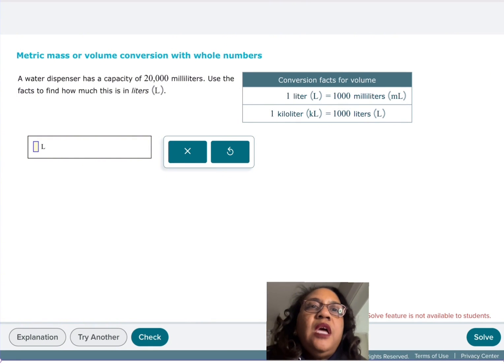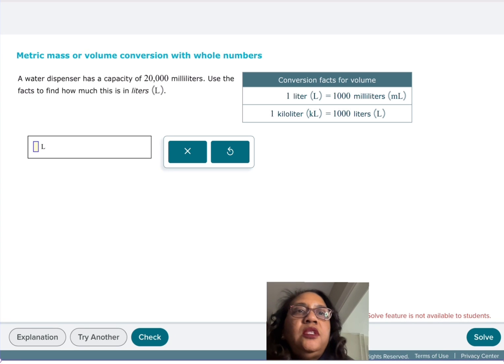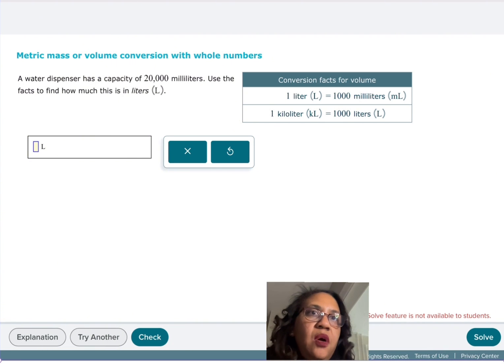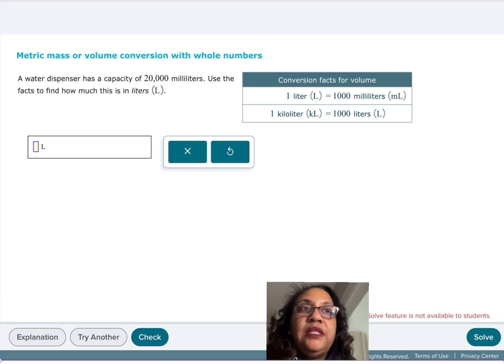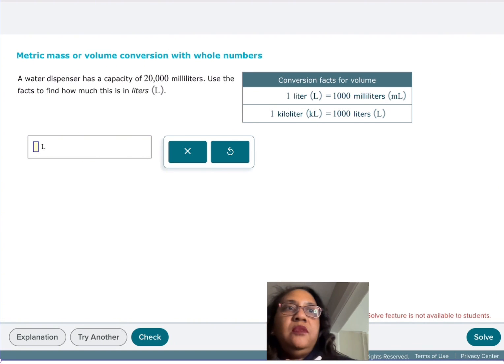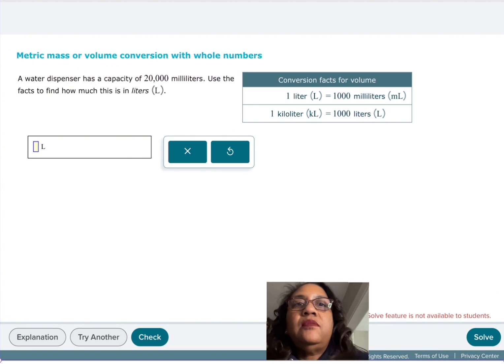All right, so this time a water dispenser has a capacity of 20 milliliters. Use the facts to find how much this is in liters. So we know we are going from milliliters to liters, so we know we're going to have a smaller number again. So if we use the strategy that I just did, if we cross out 3 zeros from 1,000, we're going to get 20 liters.